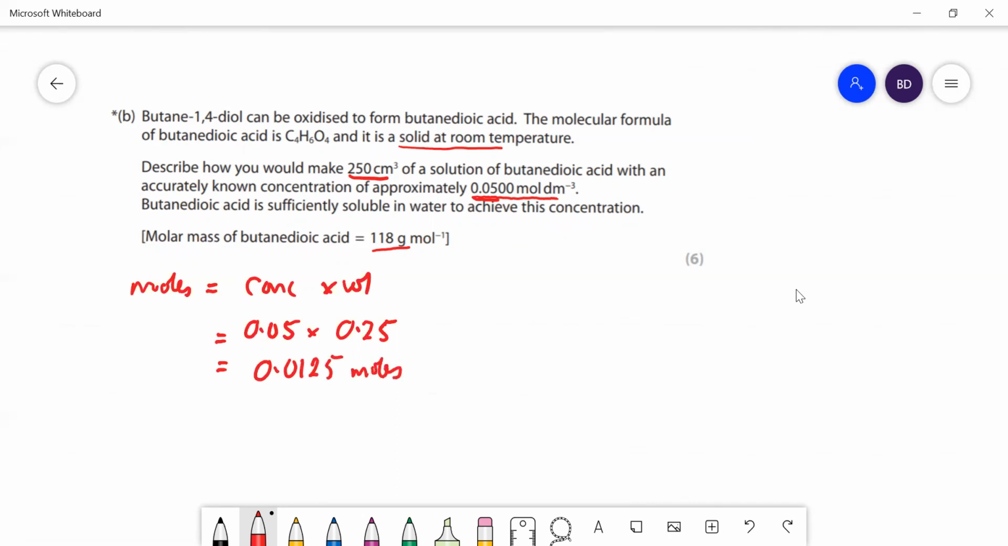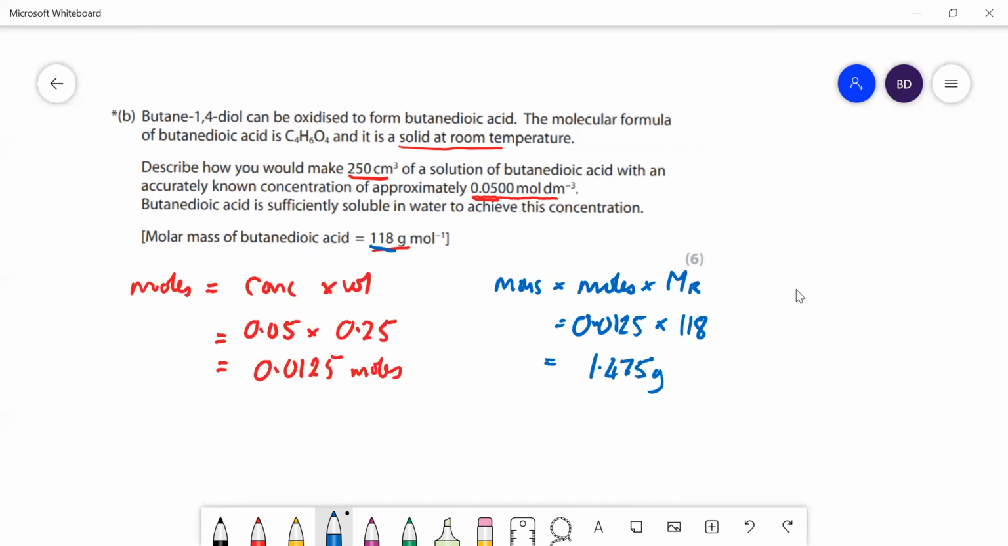Now, what is the mass that we need there? So we're going to use mass is equal to moles multiplied by Mr. Okay, so the moles is equal to 0.0125, and the Mr of butanedioic acid is 118. All right, so the mass we would require would work out to be 1.475 grams. Okay, so we need around about that much mass. Now, how are we going to do that?